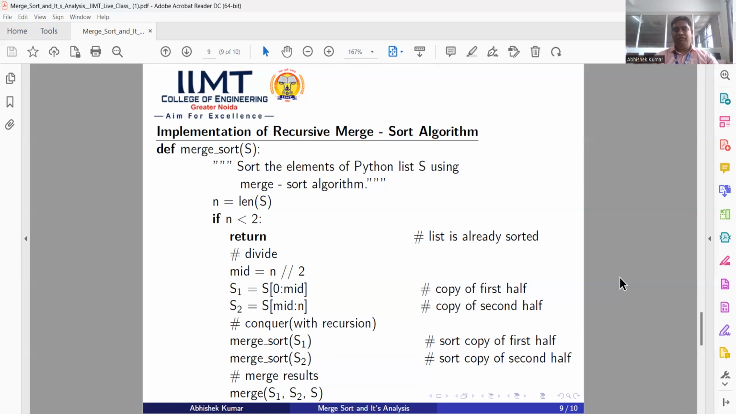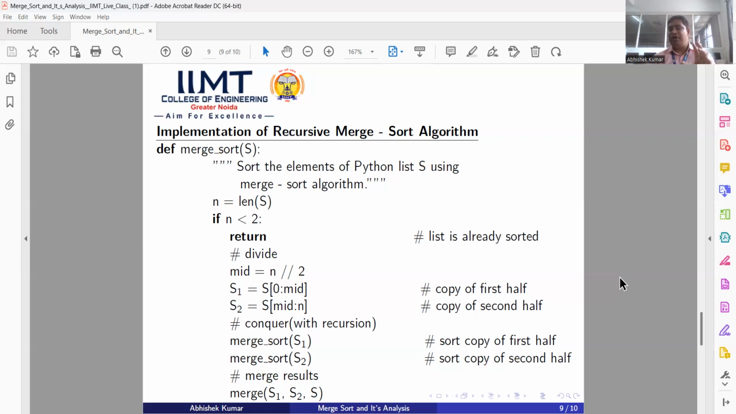The same thing we are doing in the pseudocode first. We check if n, the length of S, is less than 2. Here we are not writing less than or equal to, only n is less than 2. So if the sequence has either 1 element or 0 elements, what will happen? That means our sequence is small, so in that case we will return. That means our list is already sorted.